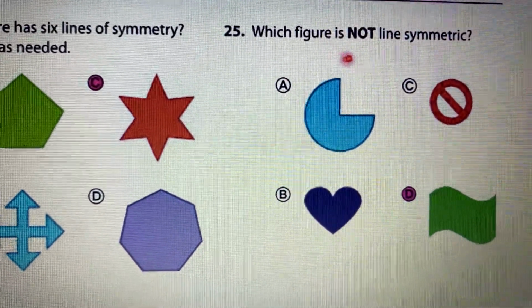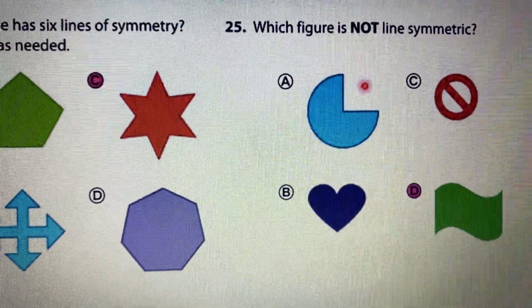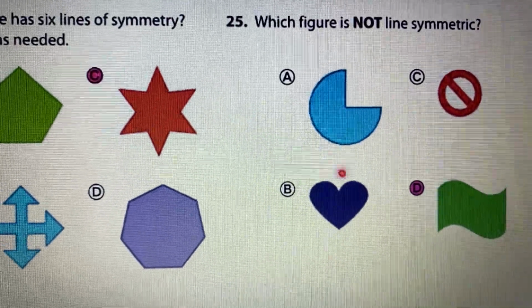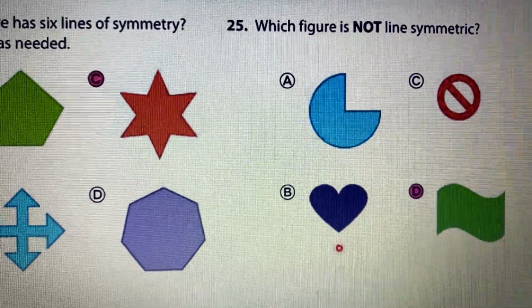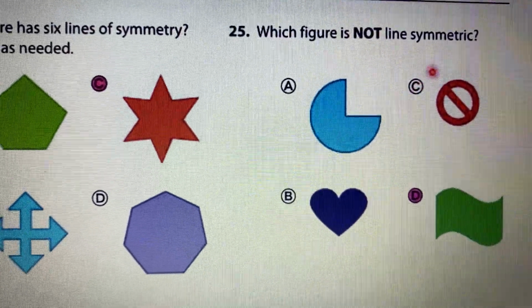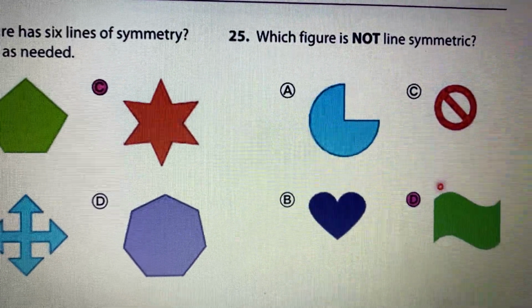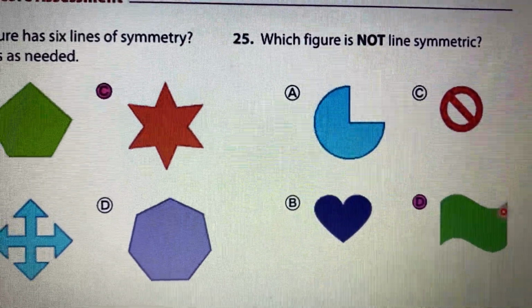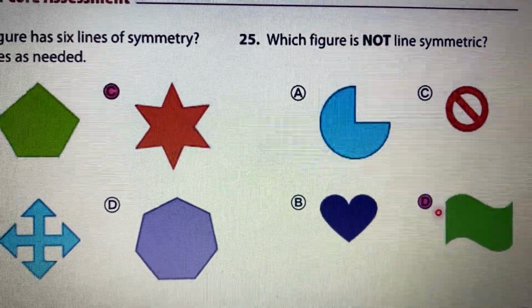Which figure is not line symmetric? Now, A, I can cut it from here, then I can fold it, so it is line symmetric. B, I can fold it from here. It is line symmetric. C, I can also cut it from here, so it is line symmetric. D, there's no way to cut it or to fold it, so the answer is D.